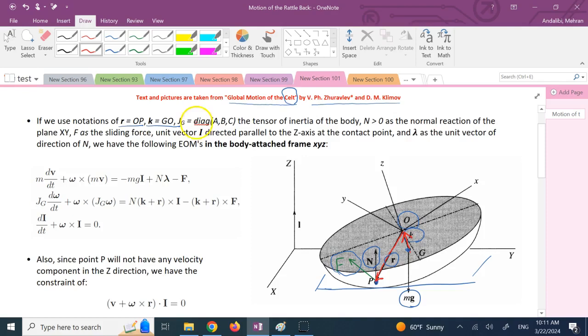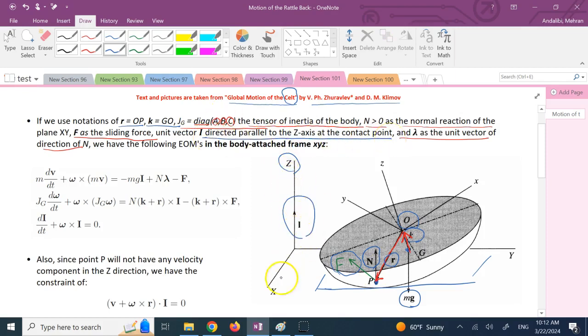J of G here is the inertia tensor of the body, which has three principal moments of inertia, capital A, B, and C, so it's a diagonal matrix. N here is a scalar that, as I said, shows the normal force. The direction for N is shown by lambda in our equations. F here is the sliding force, and it is a vector, so I need to use a bold font for it. And capital I here is the direction parallel to the inertial z-axis at the contact point.